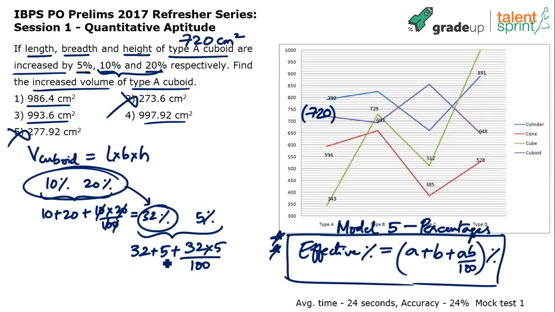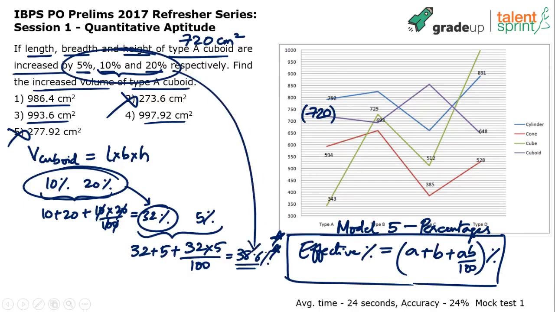Anyway, 32 plus 5, 37. And 32 into 5 is 160. 160 by 100 is 1.6. 37 plus 1.6 is 38.6%. Which means the overall effect of these three percentages, 5, 10 and 20, is going to be 38.6%.